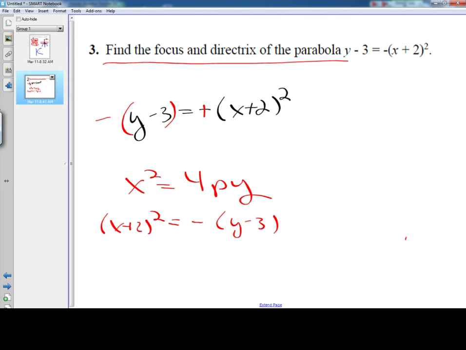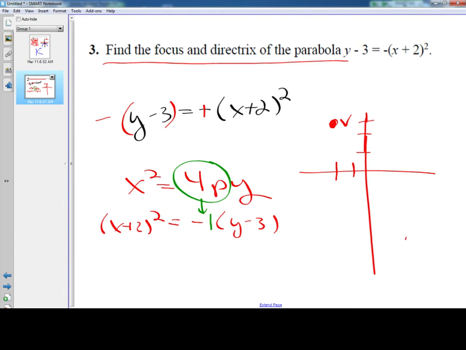So, here's what I know. I know that 2 and negative 3 are simply translations, aren't they? Right? That means that my vertex is at negative 2, comma 3. There is my vertex right here. I'm going to label it with a little v. Correct? Now I just need to ask myself, how did 4p become a negative 1? Exactly, negative 1/4. So that means that p was a negative quarter.